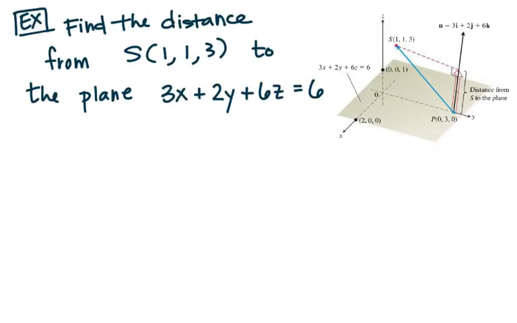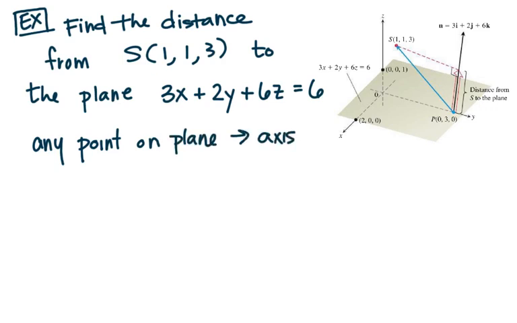So for this example, we're going to find the distance from the point S to the plane 3x plus 2y plus 6z equals 6. So the first thing we need to do is note this point P on the plane. We can find any point on the plane, and we're going to use this given point, which we've already been talking about. But if we weren't given a point and we needed to find one, we can do that by finding an intercept. So find any point on the plane. That would be an axis intercept.